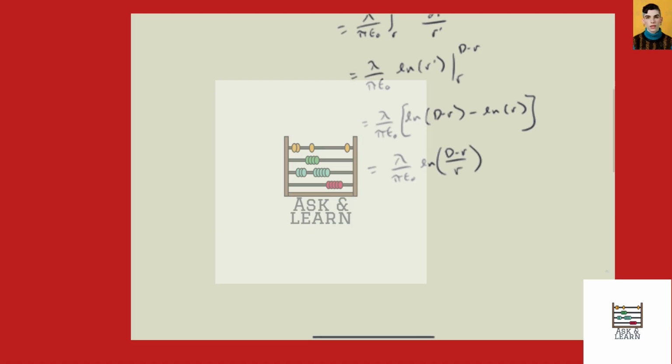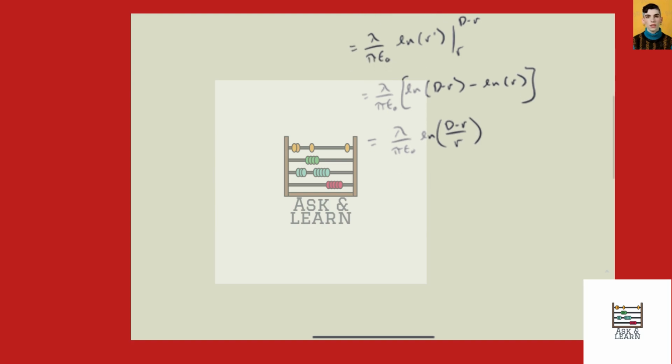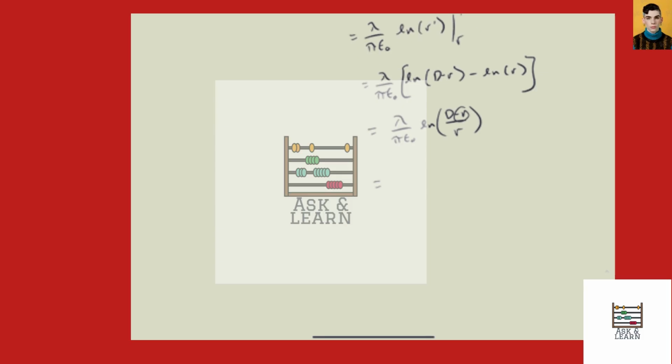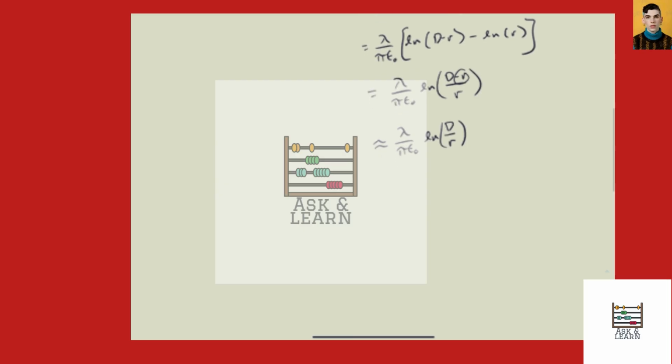Now, we're also given that we can assume d is much greater than r. So this minus r doesn't really make a difference. So we can approximate this, which will make it easier to deal with. So this is ln d over r, since the minus r isn't really going to change the numerator at all. So this is the potential difference, and now we know that the capacitance is the charge over the potential.